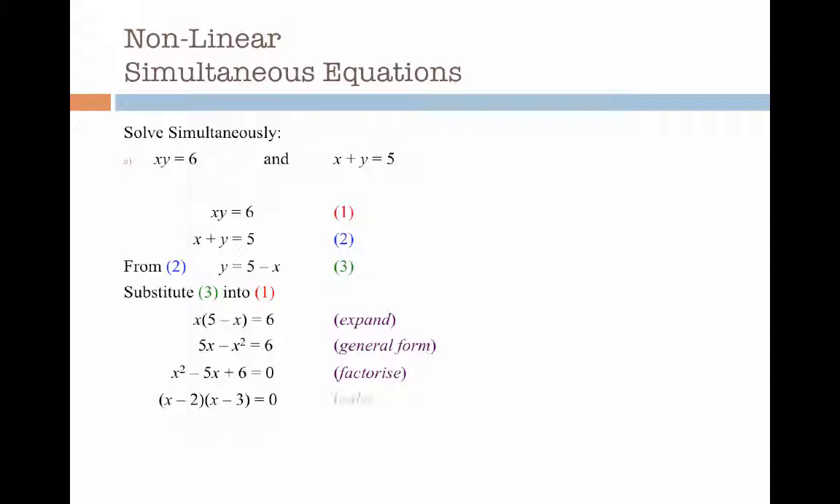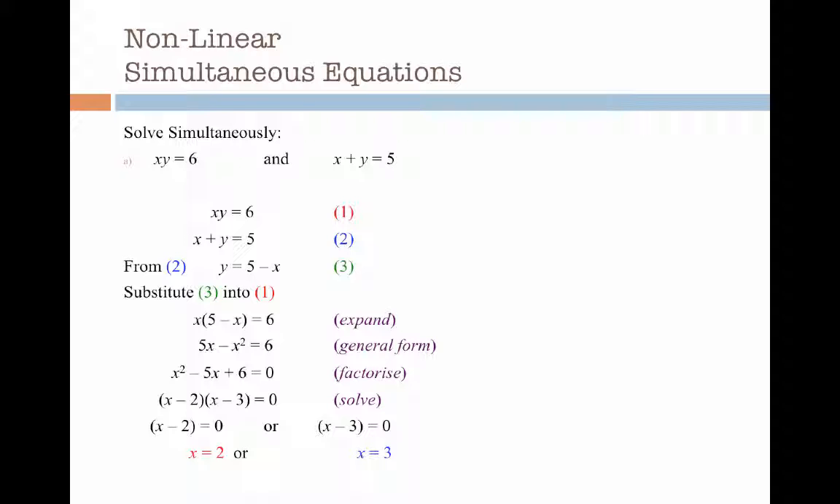Our last step is to try and solve. Now what this means is that when we multiply x minus 2 and x minus 3 together, we get 0. This means that one of them has to be 0. Either x minus 2 will be 0 or x minus 3 will be 0. This gives us two solutions for x. If x minus 2 equals 0, then x will be 2. And if x minus 3 equals 0, then x will be 3. These are our two solutions for x for our simultaneous equations.